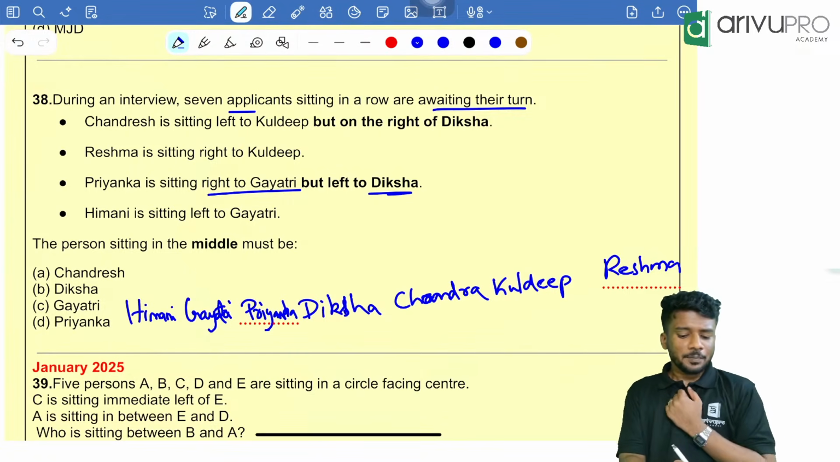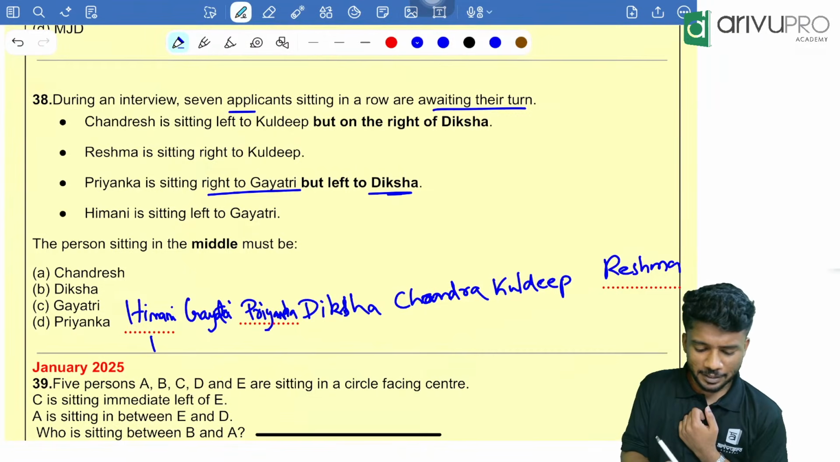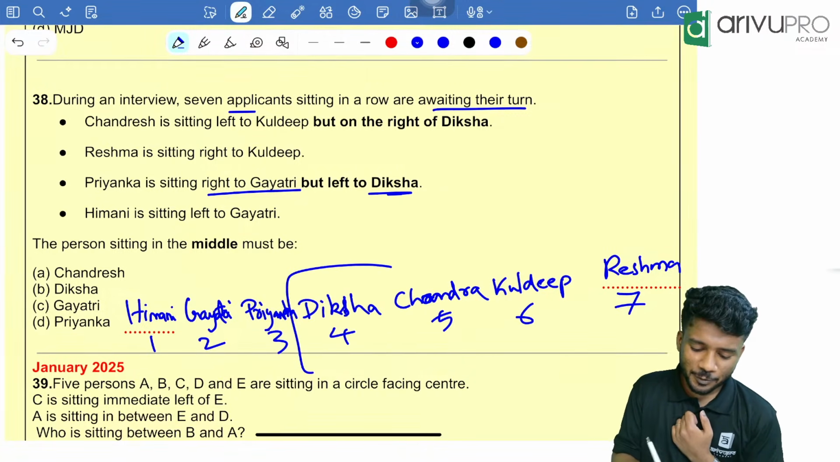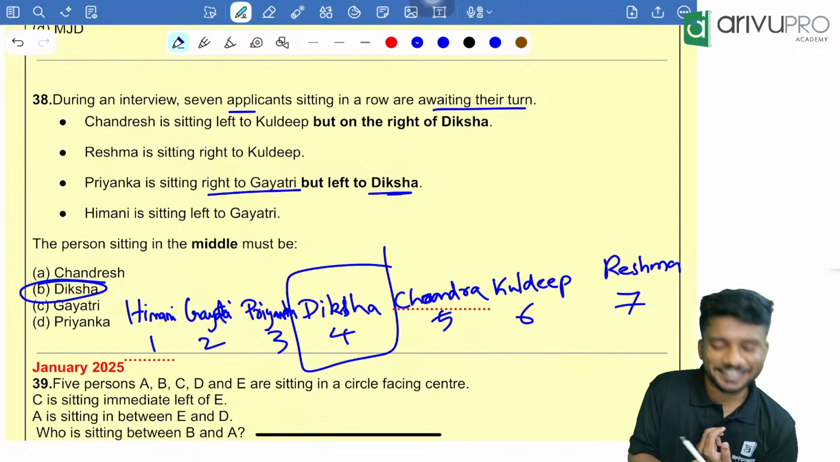Now the question is, person who is sitting in the middle. People, how many people are there in total? 1, 2, 3, 4, 5, 6, 7 people are there in total. So who is sitting in the middle? Diksha is sitting in the middle.